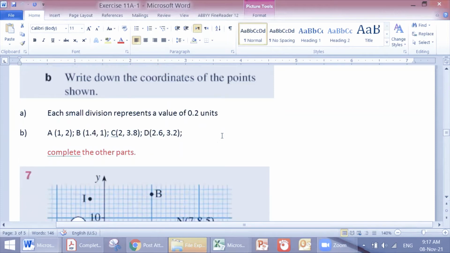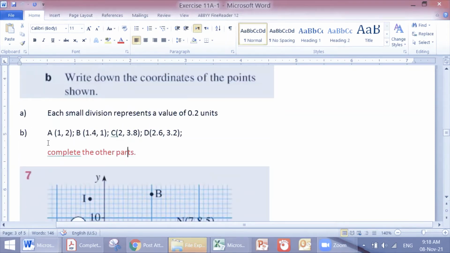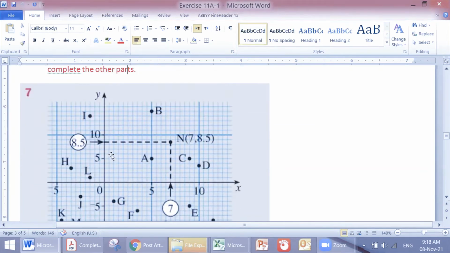So this question you can do at your home also. I have uploaded it, and I have done parts A, B, C and D. The other parts you can do by yourself. Okay.